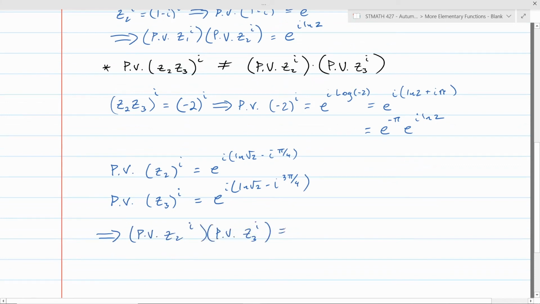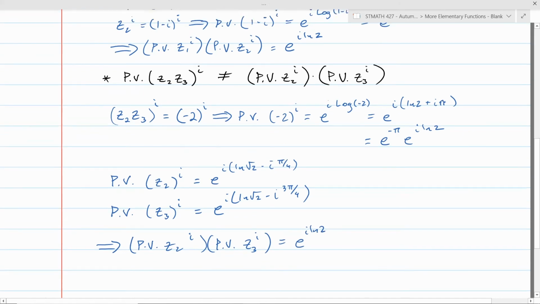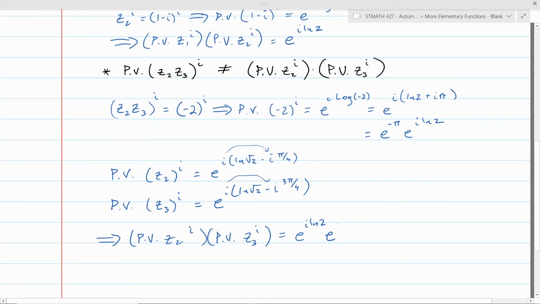And when you add those exponents together, you're going to get e to the i natural log of 2, and then those angles. And remembering that you distribute this i here, those negatives are going to become positives, and so then you end up with e to the positive pi. And then you can see these things don't have the same angle, so they're not equal here.